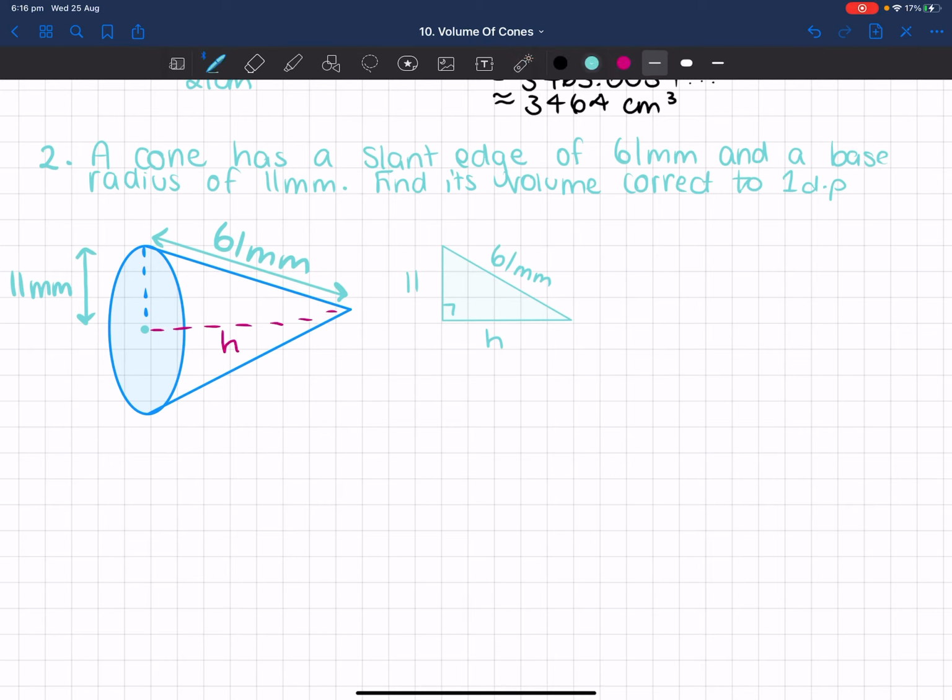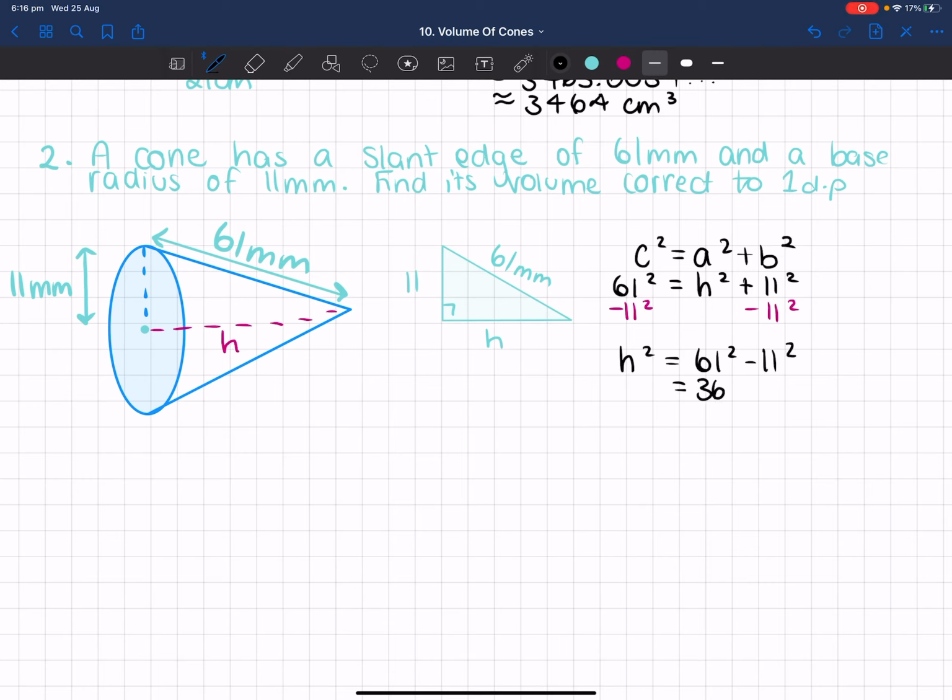So we can use Pythagoras' theorem, c squared equals a squared plus b squared, to find our height. This time c squared, 61 squared, is equal to h squared plus 11 squared. Remember, we want h by itself, so we subtract 11 squared from both sides. And that gives us 3,600. But we don't want h squared, we just want h, so remember, you take the square root.